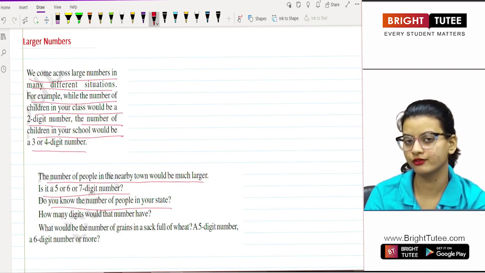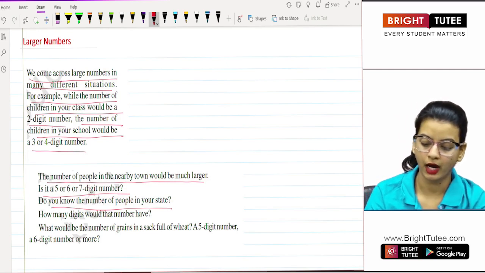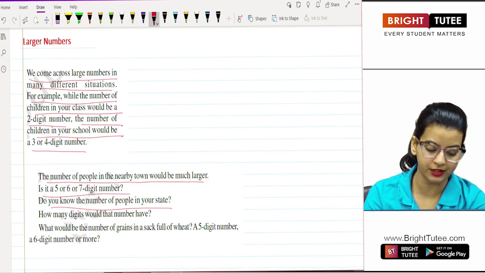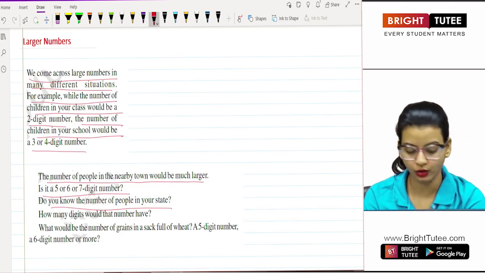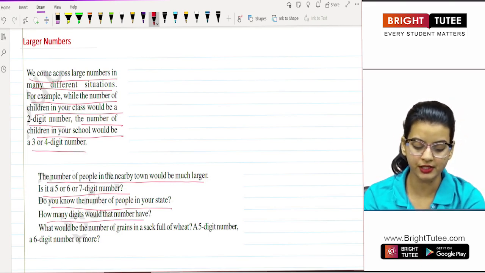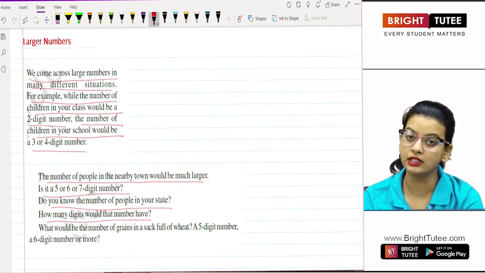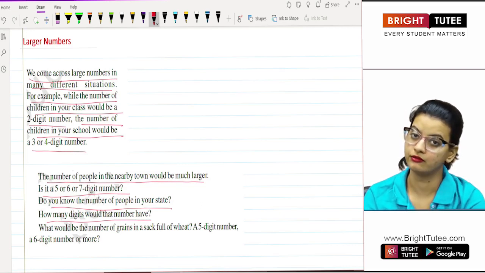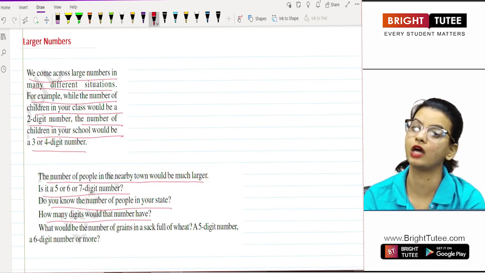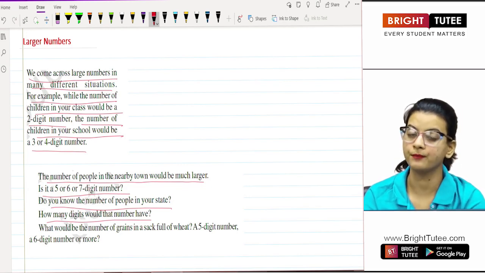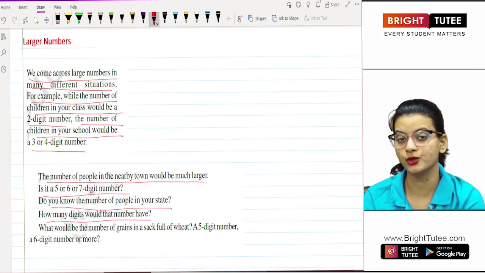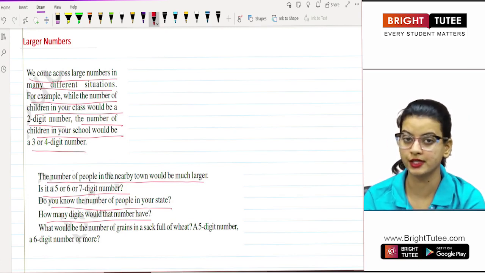Do you know the number of people in your state? Now, this is homework for you, students. You have to find out the number of people in your state. You can search it on Google and see how many digits that number has. In whichever state you live, find out how many people there are, search it on Google and then count the number of digits in that number.